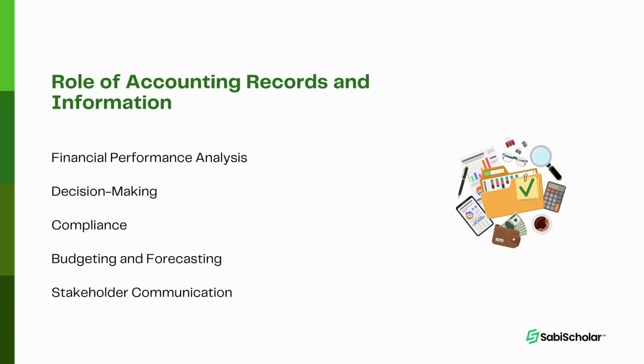So compliance is number three. It ensures adherence to laws, regulations, and standards. We have budgeting and forecasting. That is the next one. So it assists in planning future activities and financial needs. It helps you to plan. It helps you to budget. It helps you to forecast. You're like, okay, if this is how much we made last year, based on these activities, this is how much we can make next year. You're forecasting based on accounting information and accounting data available.